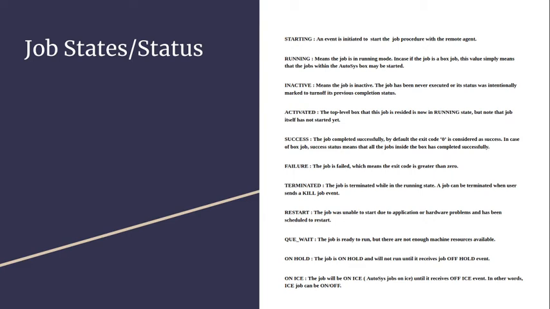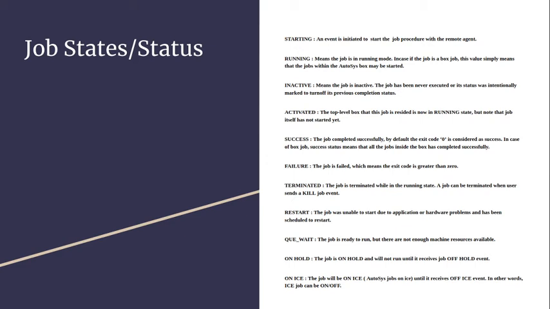There can be two cases. If the job is a box job, this value simply means that the jobs within the Autosys box may have started. If it is a command job, then it is in execution, or you can say its state is running. The third state is inactive state. It means the job has never been executed, or its status was intentionally marked to turn off its previous completion status.